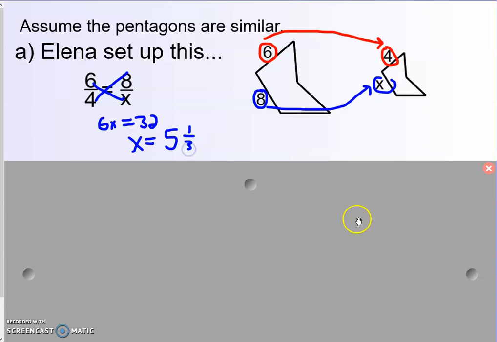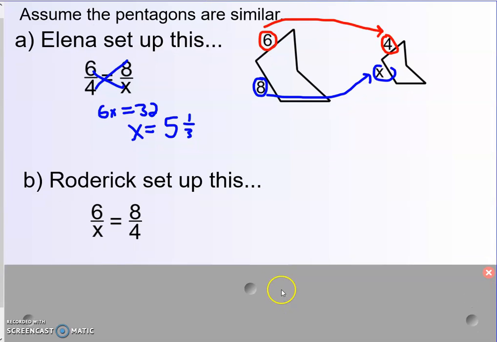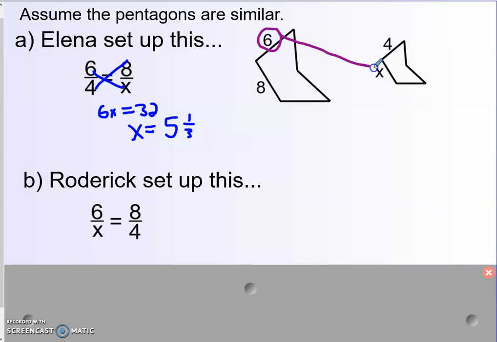Now, what about the next person, Roderick? Well, Roderick set this one up, so let me erase this and let's see what Roderick has done. Roderick set up a different proportion. He is comparing 6 to X, and then he compares 8 to 4. Is that a valid proportion? And the answer here, no, it is not, because he is not comparing corresponding things. 6 does not correspond to X. They have absolutely nothing in common. This is not a valid proportion to set up.